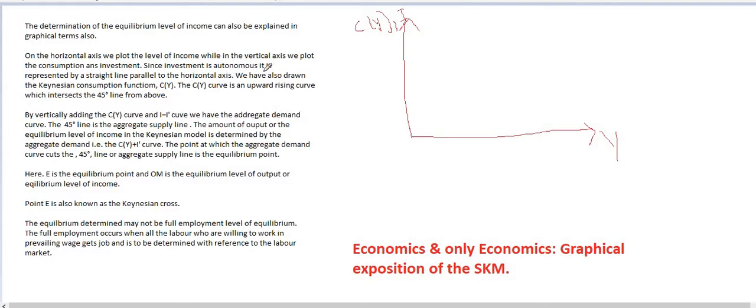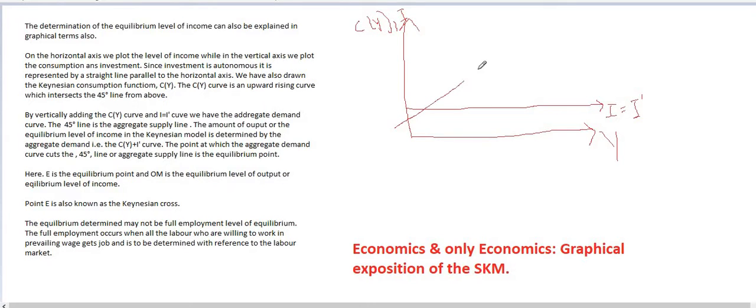Since investment is autonomous, it is represented by a straight line parallel to the horizontal axis. Investment does not depend on anything as per the assumptions in the simple Keynesian model. So it is represented by a horizontal line parallel to the Y axis, that is I equal to a constant value, I prime. We have also drawn the Keynesian consumption function C(Y).